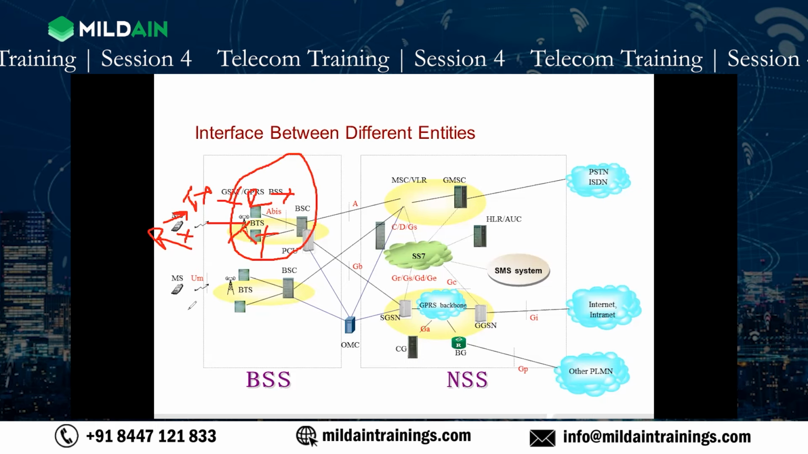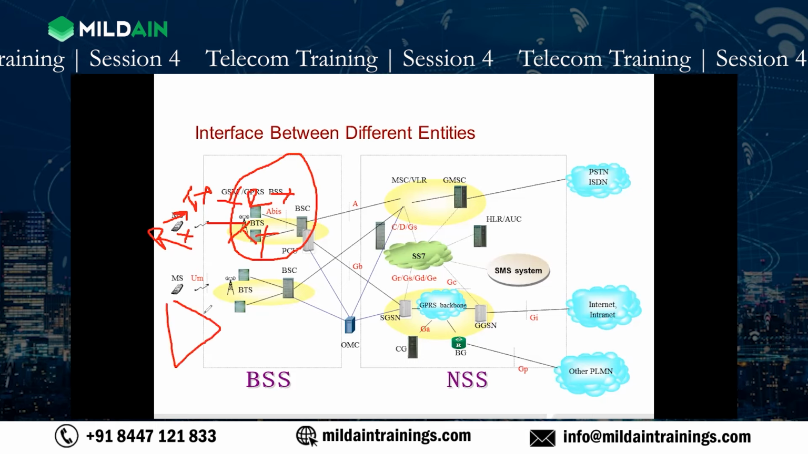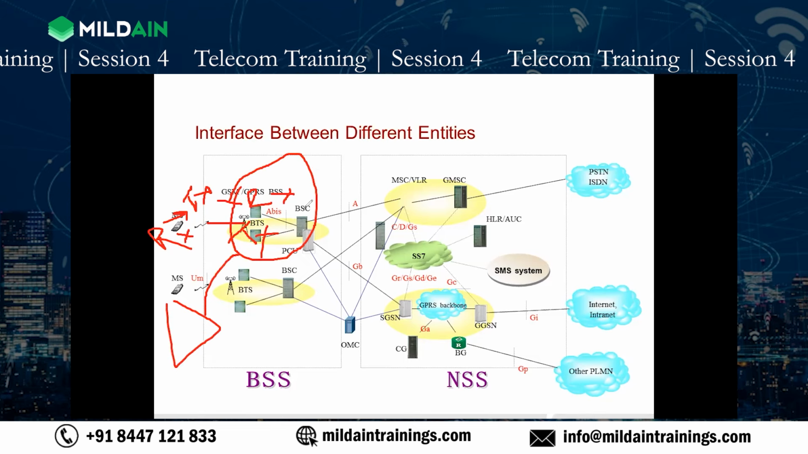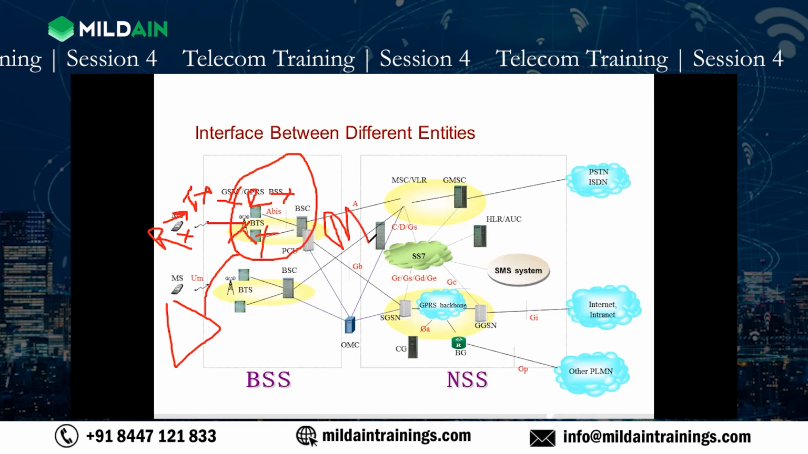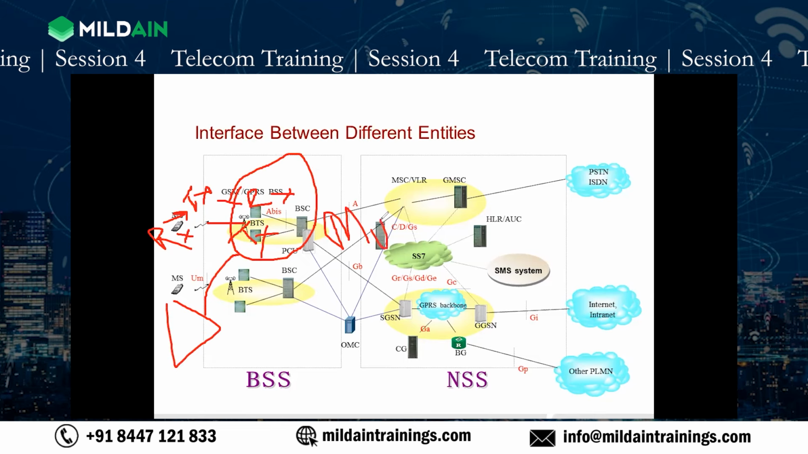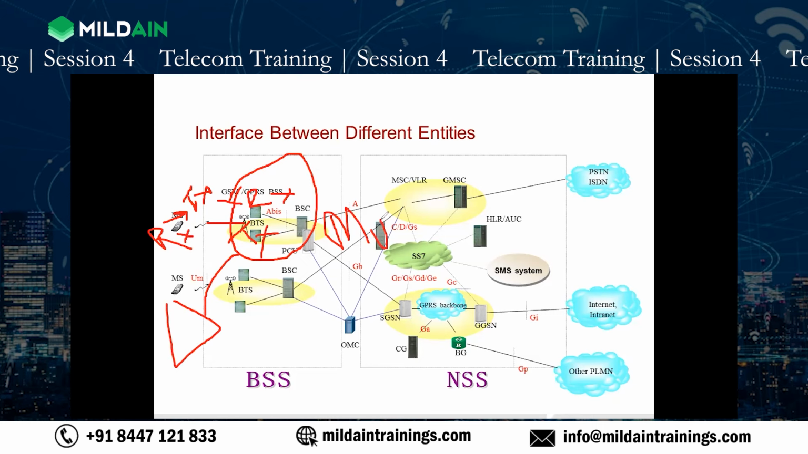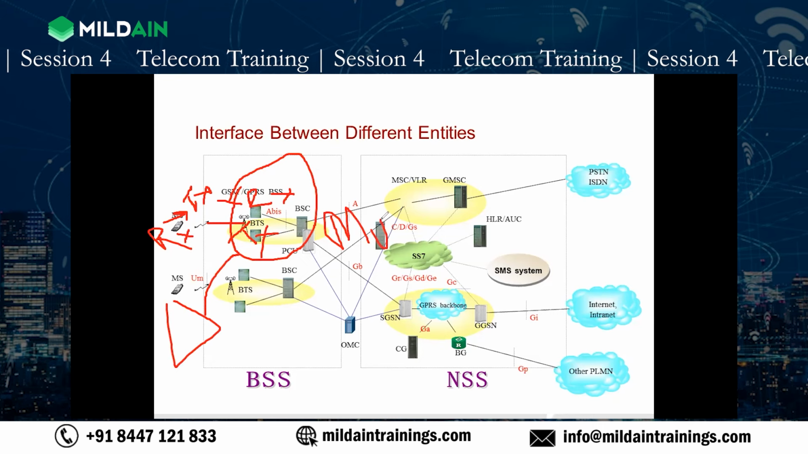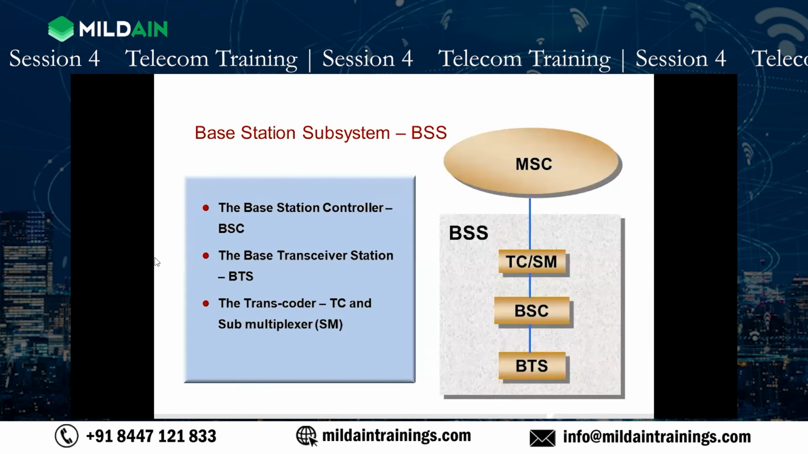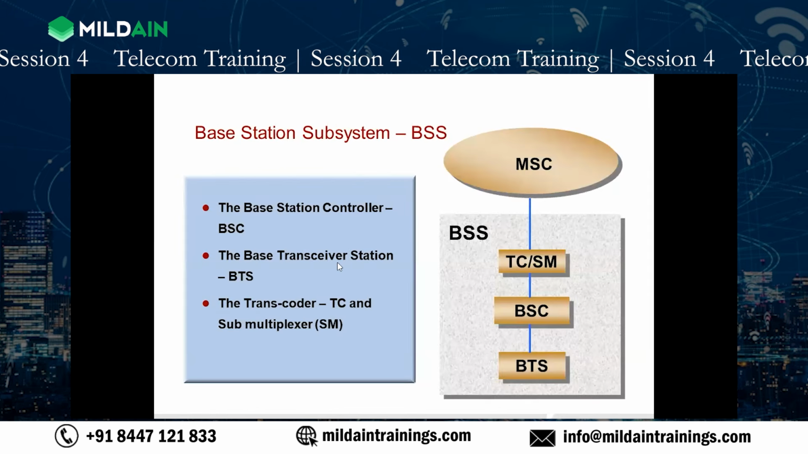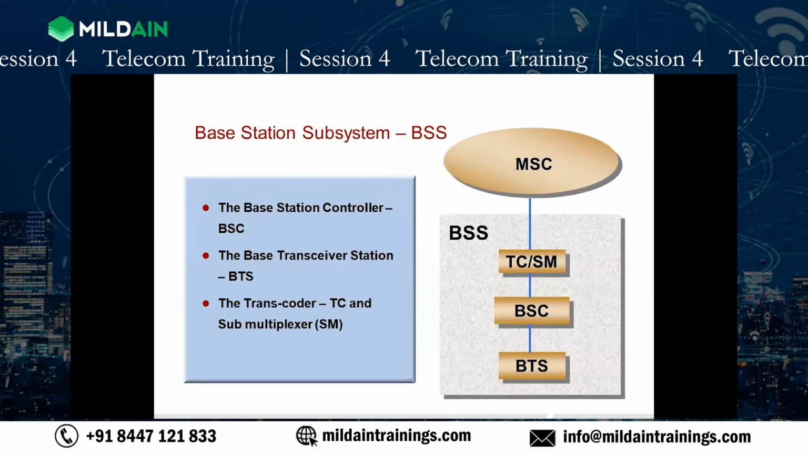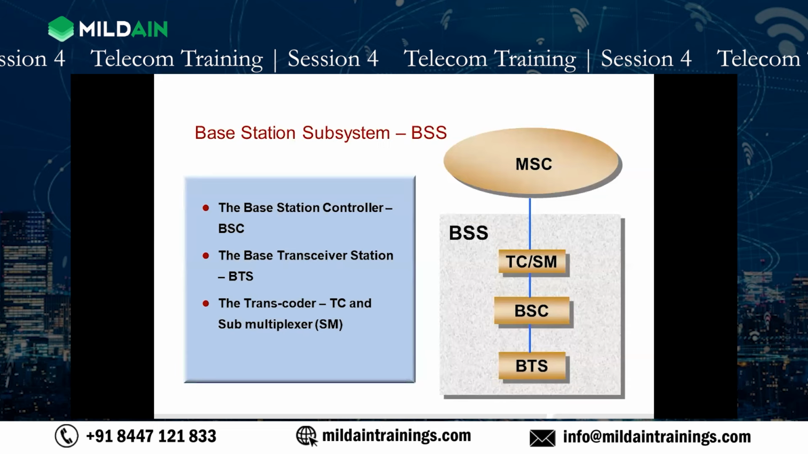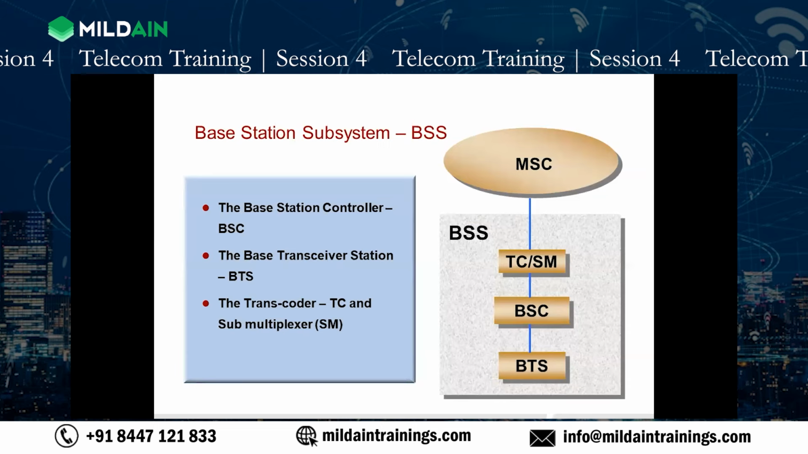At the same time, another cell phone calls, so I receive two calls. If I carry these two calls, this is called multiplexing. If I handle more than one channel at the same time on different frequencies, this is called multiplexing. So here we have the base station controller, the base station transceiver, and transcoding and multiplexing. So in total three things: BTS, BSC, and transcoding.